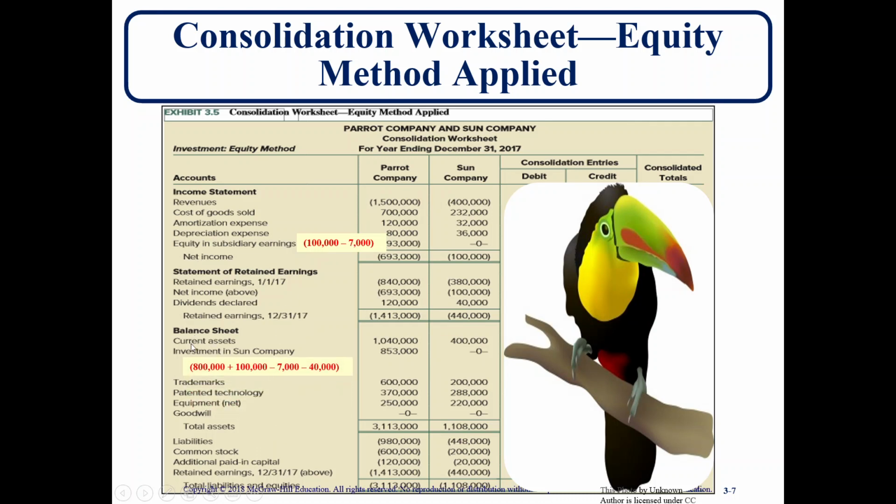And then Parrot also has this investment in Son Company. So how do we arrive at the 853? We have our acquisition price. We add 100% of net income, then less the amortization and less the dividends. We can see the dividends right here. We can see this is the net income, all right? So that increases our investment, and then the dividends will decrease that investment. We had already calculated the net amortization expense from a previous slide.